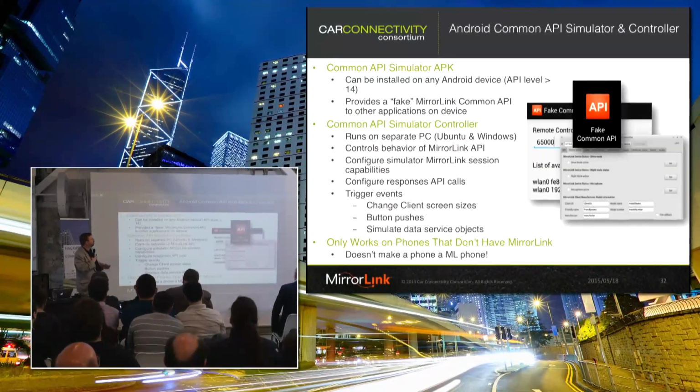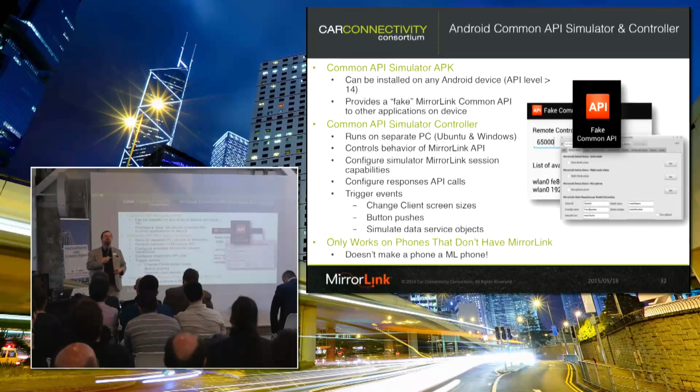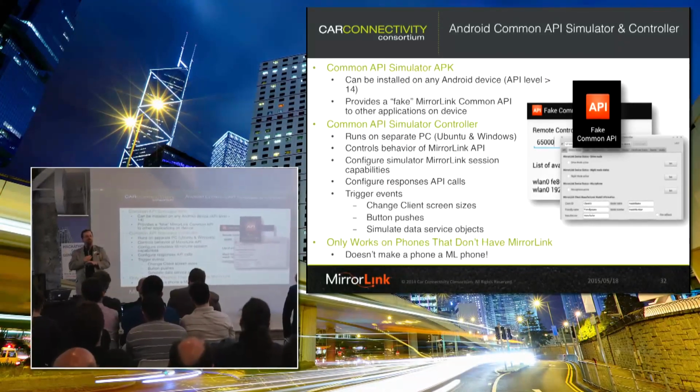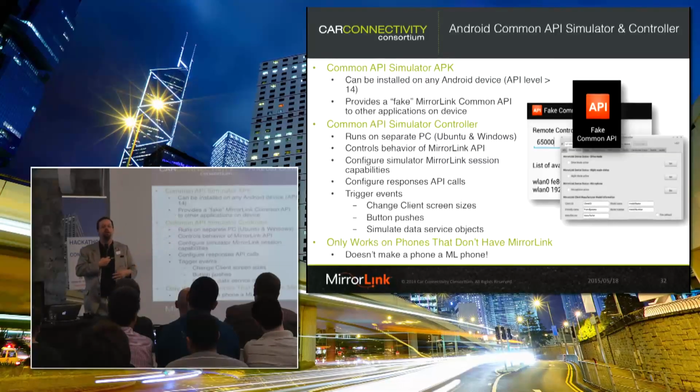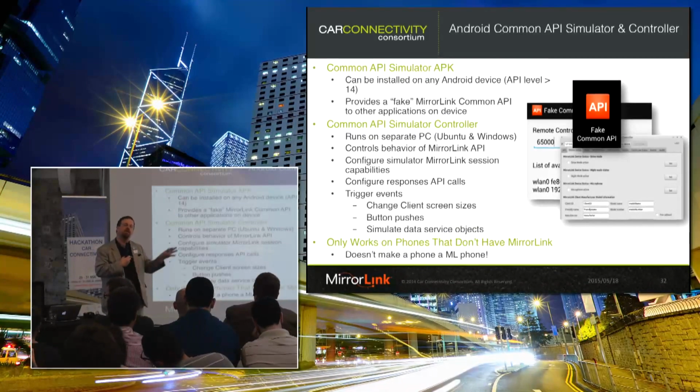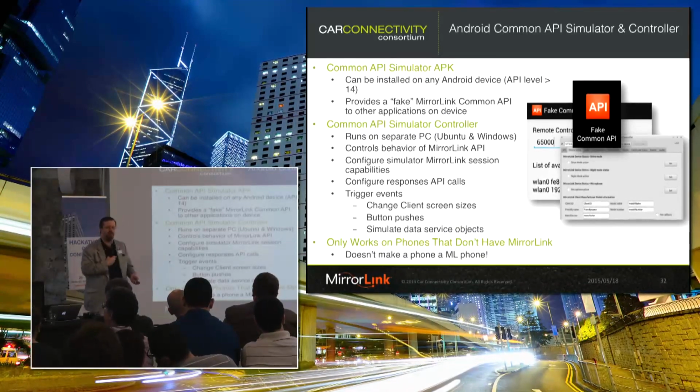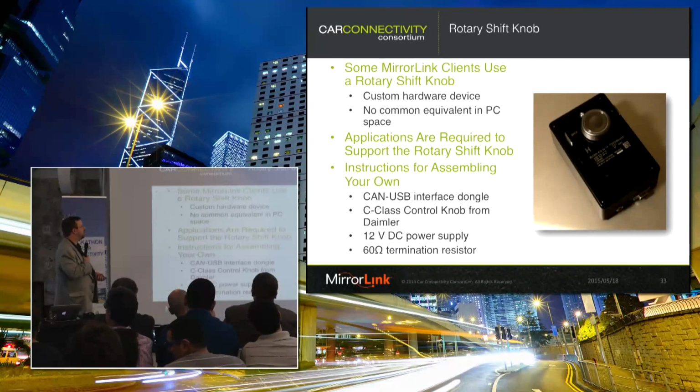We also have what we call the Common API Simulator. If you don't have a phone with MirrorLink or you're working at your workstation and you've got your VM up and running, you can install this as a faker of the Common API so that you can control the API from a little external app, and you can have your app think it's connected to a MirrorLink head unit, and you can manipulate how the Common API behaves. So you can test, what does my app do when I get told it has a screen size that's X by Y? Or what does it do if I get this control event? You can test that with the Common API Simulator. You just install it on the phone and it's easy to go.